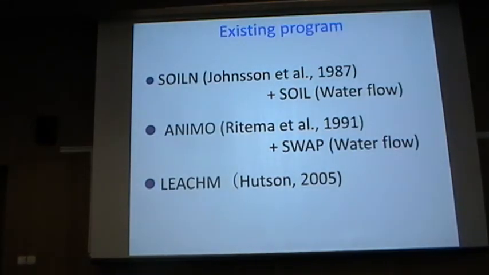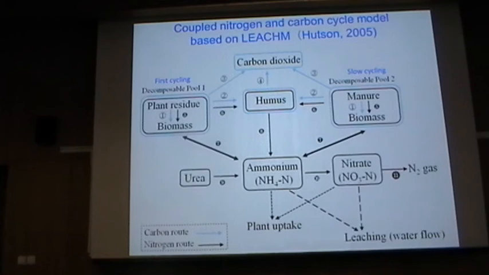There are several existing programs to describe this nitrogen carbon model. Most of the ideas originally come from Johnson. As you probably know, Chen also used the ideas from Johnson. This is the basic structure of the nitrogen and carbon model used in Chen. The upper part is a carbon cycle model consisting of two organic pools, and the lower part is the nitrogen cycle and transformation model.